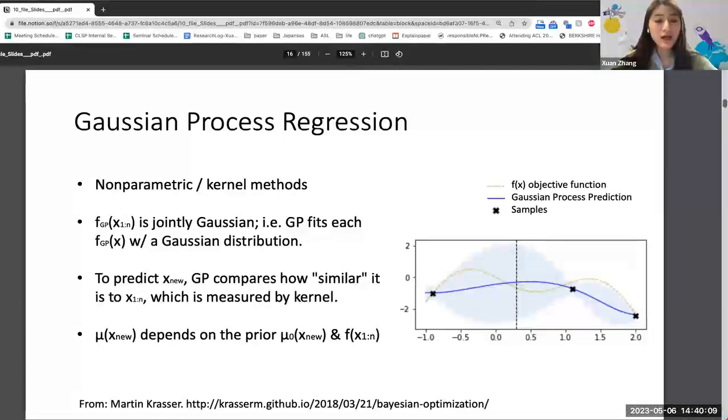More formally, the Gaussian process belongs to the genre of non-parametric or kernel methods. It models all sample inputs as a joint Gaussian distribution. To predict the mean and variance of a new sample, the Gaussian process compares its similarity to other samples measured by a kernel. The Gaussian process also assigns a prior distribution to all the points, and the prediction of a new point depends on both a prior and the evaluation of other points.